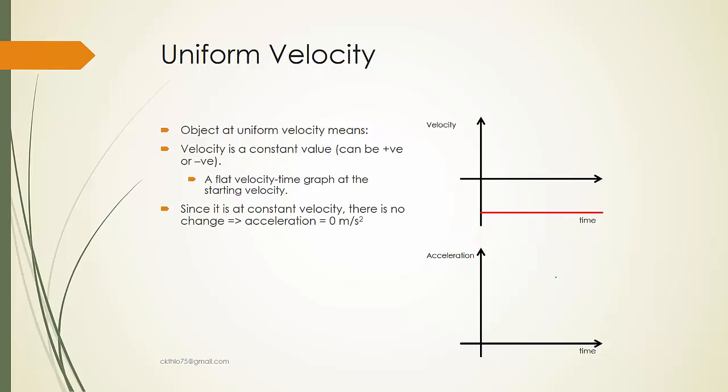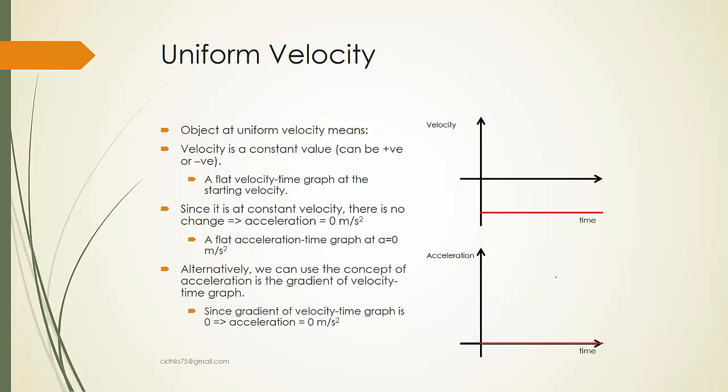Since it's at constant velocity, where there's no change in its velocity, acceleration equals 0. So the corresponding acceleration-time graph would be just a flat line. Alternatively, of course, we can also utilize the idea that acceleration is the gradient of the velocity-time graph, and since the gradient of the velocity-time graph is 0, the acceleration equals 0, and thus the acceleration-time graph is a flat line.